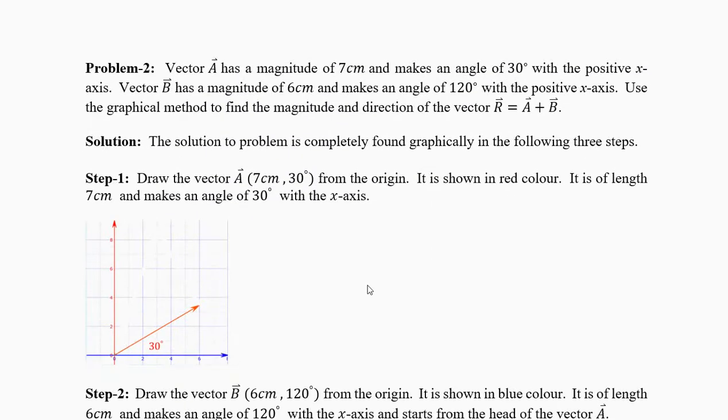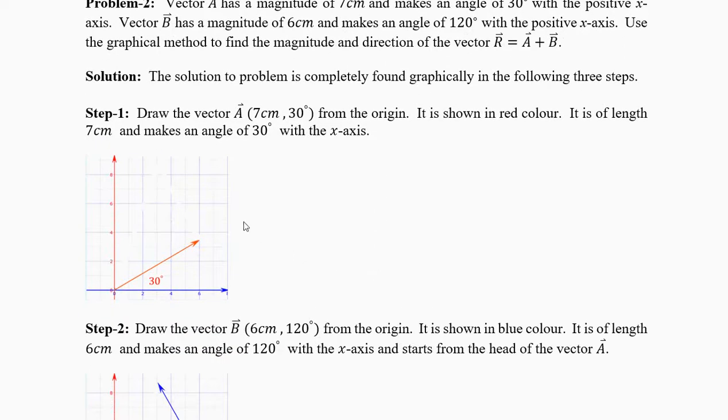Now we have one more question. The vector A is 7 centimeters and 30 degrees with positive x-axis. Vector B is 6 centimeters and 120 degrees. Find r equal to A plus B. Now again we draw the first vector, 7 and 30. Mark 30 degrees and join with a line which is 7 centimeters long. So you have 30 degrees and 7 centimeters. The 7 centimeters will be outside the protractor most of the time. Most protractors are 5 centimeters.